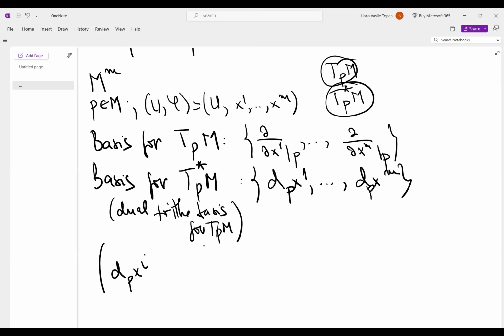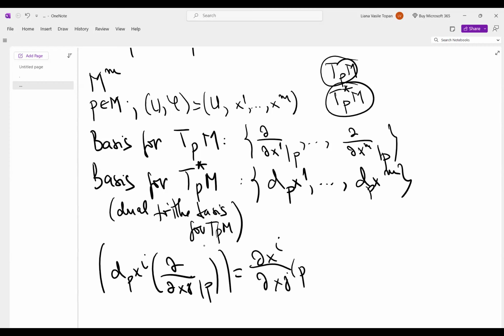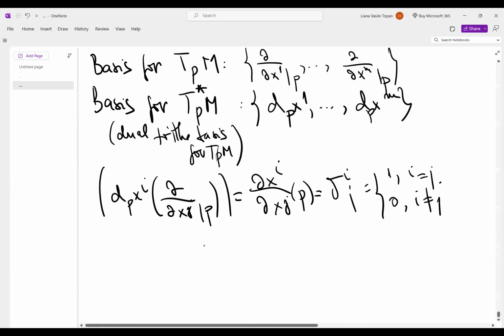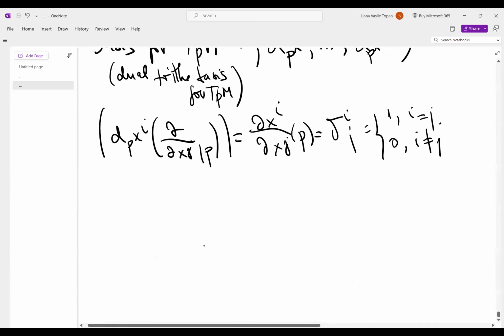xi at P computed at the differential of partial over partial xj at P. This is the Kronecker symbol, right? So this is like this, partial xi over partial xj at P, and this is the Kronecker symbol. That's 1 when i and j are equal, and 0 when i and j are distinct. Okay, so we have a basis for the cotangent space at a point of the manifold.